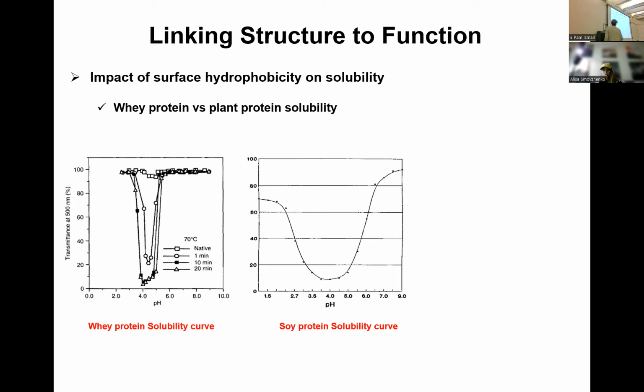Okay, so native whey protein, that's the square. No matter how you change the pH, what's the isoelectric point of whey protein? 4.5, 4.6. It does have an isoelectric point. But what do we see here? Even at its isoelectric point, it remains almost 100% soluble. It's a wonderful protein.